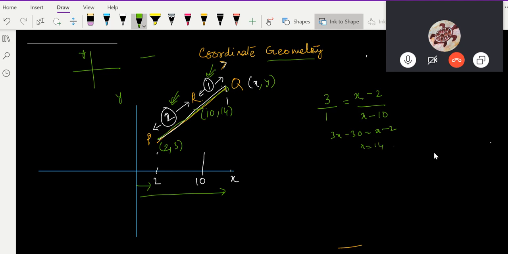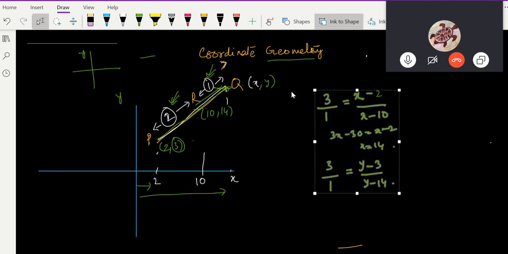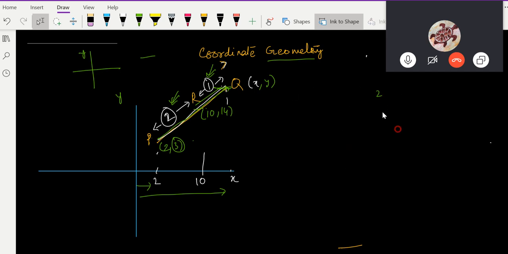Same thing with y. I take the full thing divided by the upper half, which is 1, is equal to, I take the full y, this point y, minus the smallest one, 3, divided by y minus 14. Clear? And see, this logic works regardless of whether R is internal, external, divider, anything.